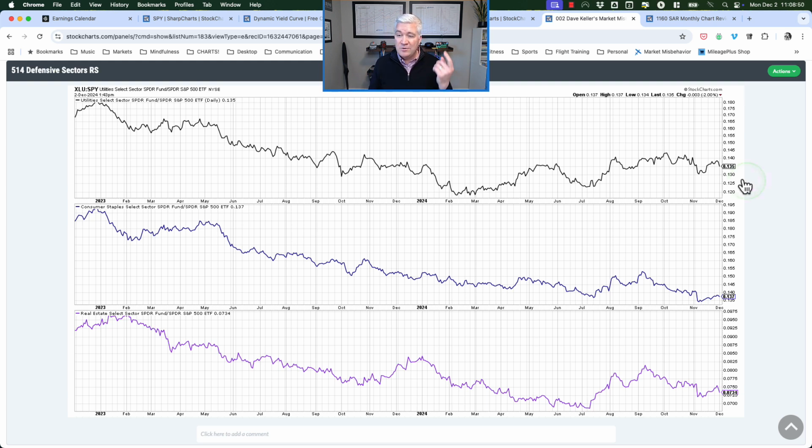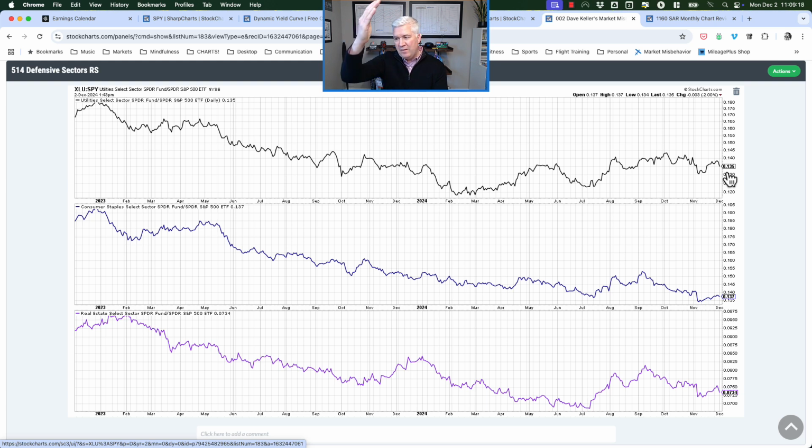So defensive sectors like utilities, consumer staples, and real estate, these three lines, are all the relative performance of those sector ETFs versus the S&P 500. The direction of this relative strength could be an interesting indicator of a potential market sell-off, because if you see an improvement in these defensive sectors, that would imply that institutional investors are getting more defensive. They see risks for equities, and as a result, they want to go into lower volatility names.